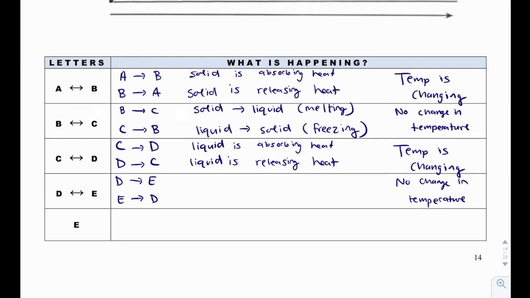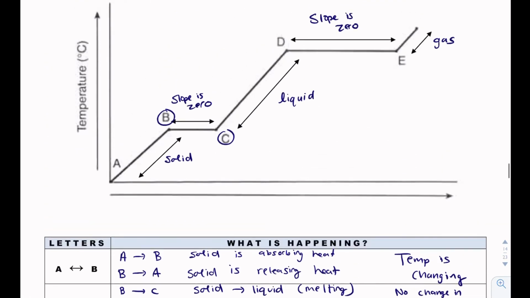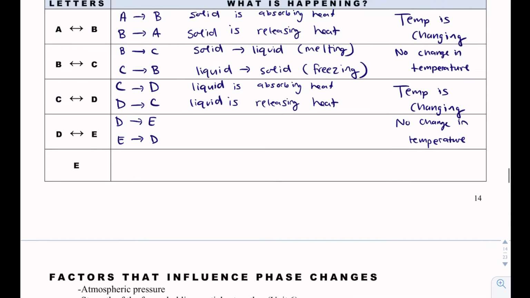And so we could be going from D to E. D to E is going to be liquid to gas. We could call that boiling. We could call it evaporation. Just depends. We don't have enough information there to know where the heat's coming from. We could also go from gas to liquid, and that's called condensation.